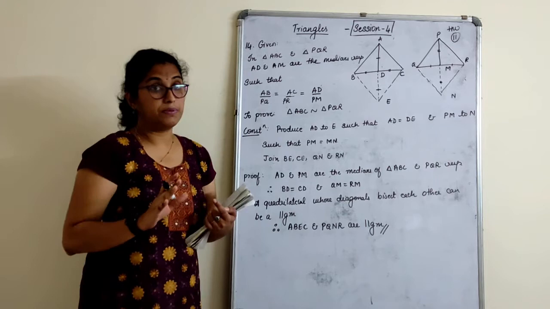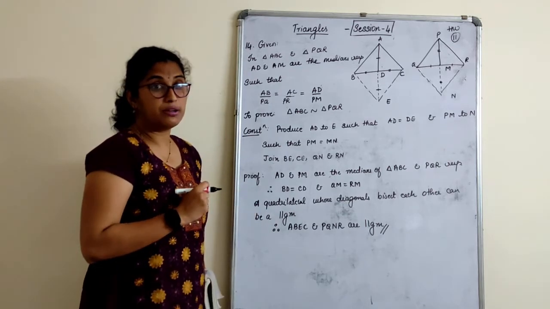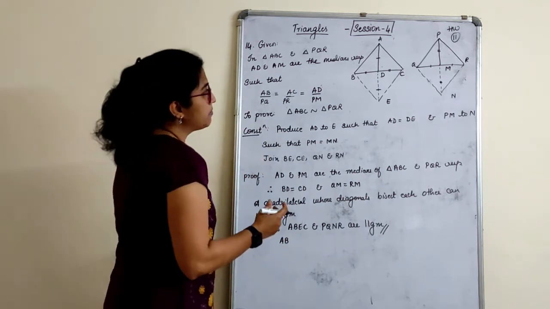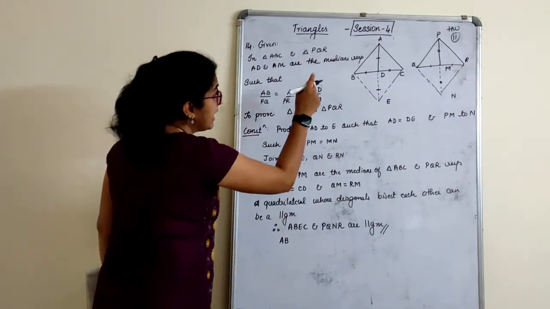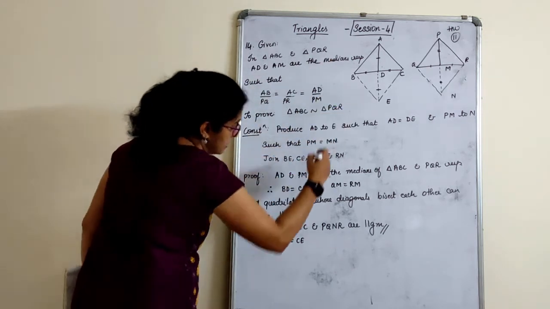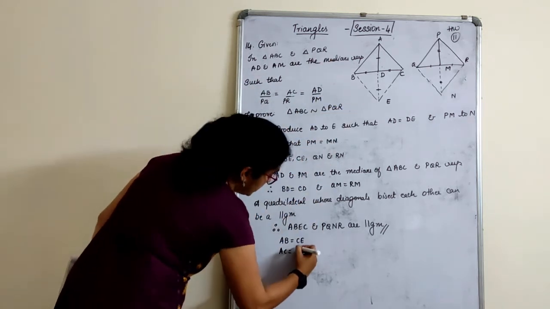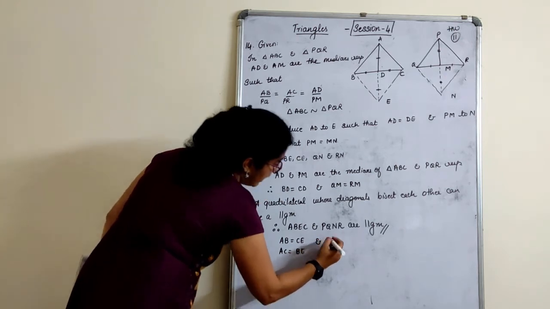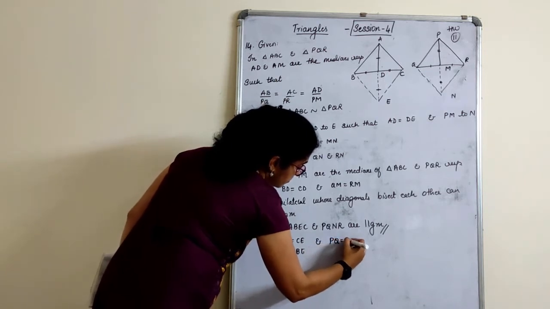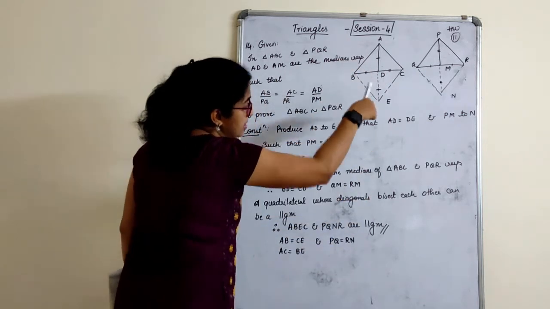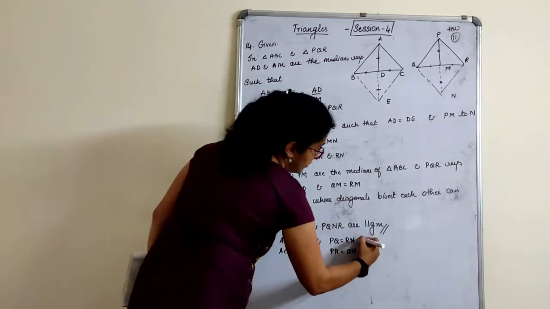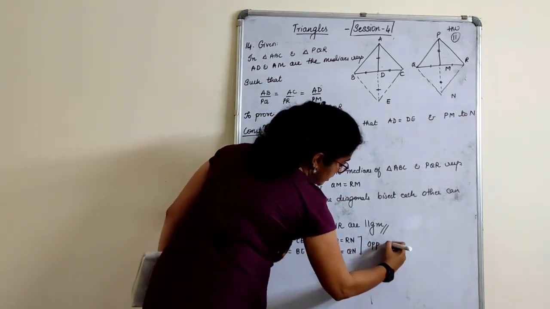Okay, so till here I hope it is very clear. Now since it is a parallelogram, I will write here. Angles I am not much worried about; I only want sides. AB is equal to CE and AC is equal to BE. And here PQ is equal to RN and PR is equal to QN. Reason: opposite sides are equal.